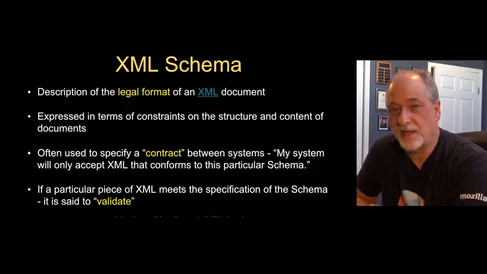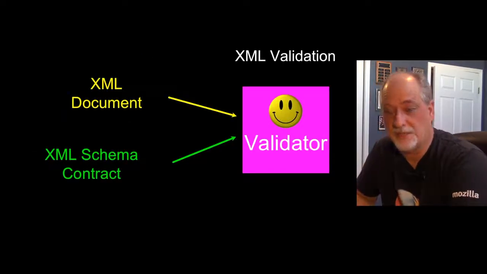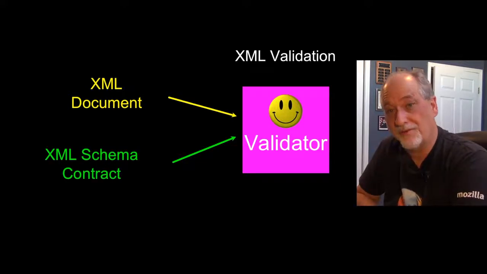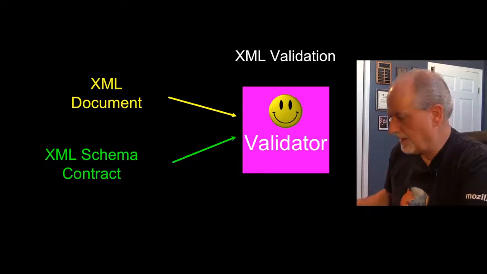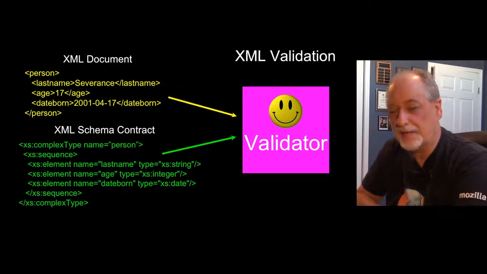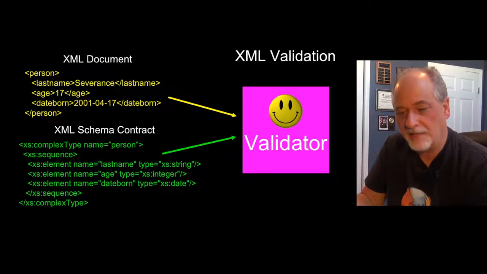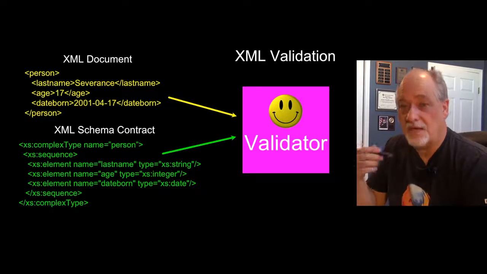And so it itself is XML. Basically, what we do is we take an XML document and an XML schema contract, and then we either say that's good or that is bad. And that's called validation. A piece of software that validates XML when given a schema is called a validator. So here we have our little XML document, we're passing it to the validator, and then we have a schema contract, which is itself XML.